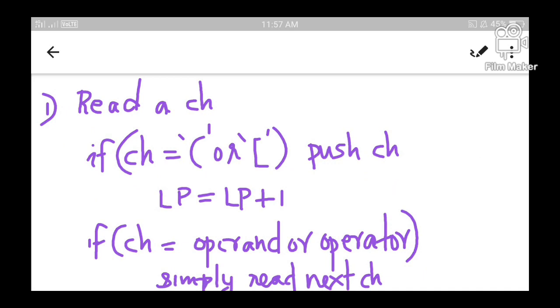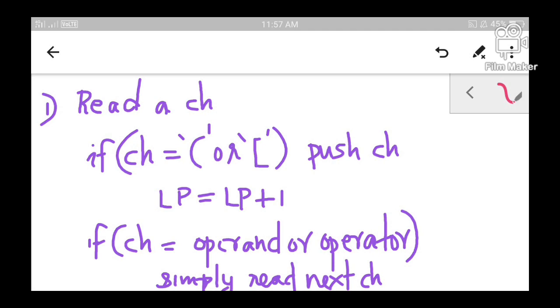So first step we have to do is read a character. And this character can be having many options. The character can be an operand, it can be an operator, it can be a left parenthesis, and it can be a right parenthesis. So what are the different things you have to do depending on whether the read character is an operator or an operand or a left or a right parenthesis? Let us move on to the algorithm. So first is read a character.